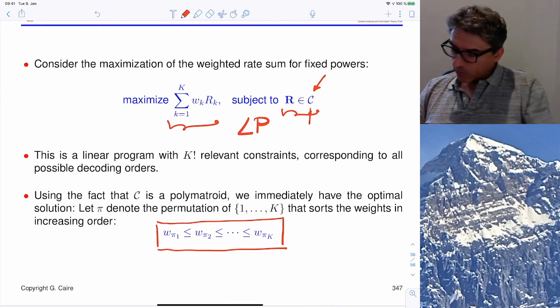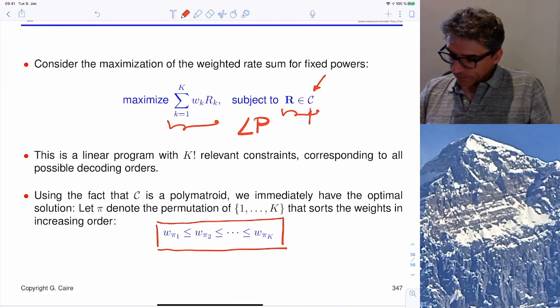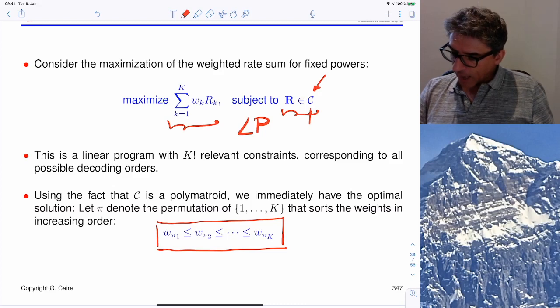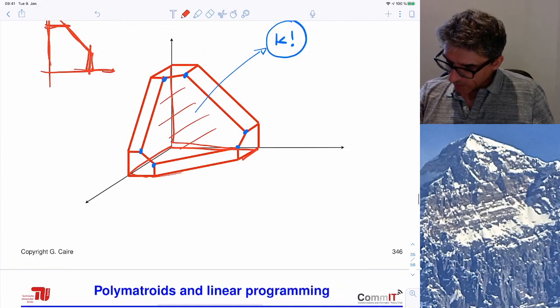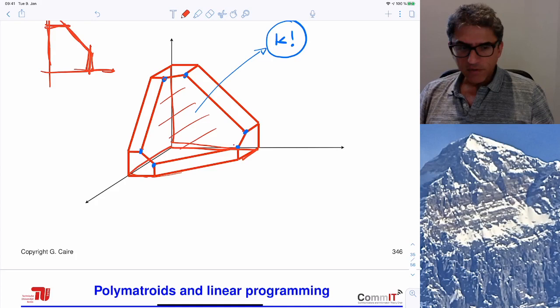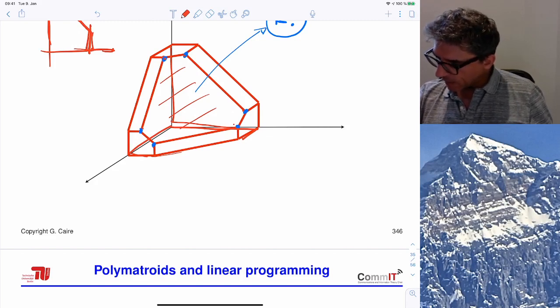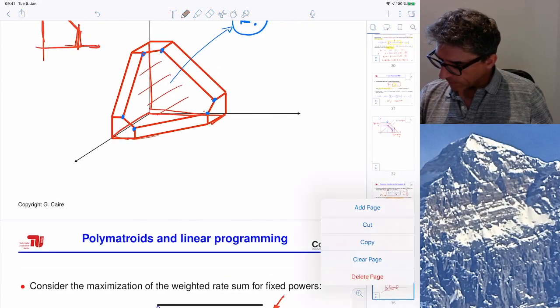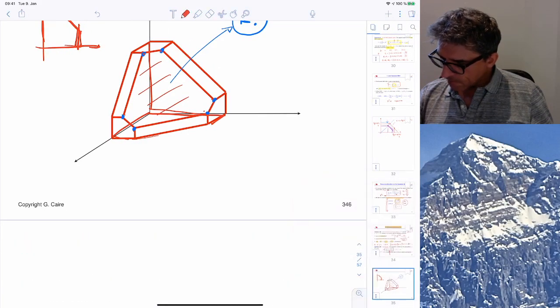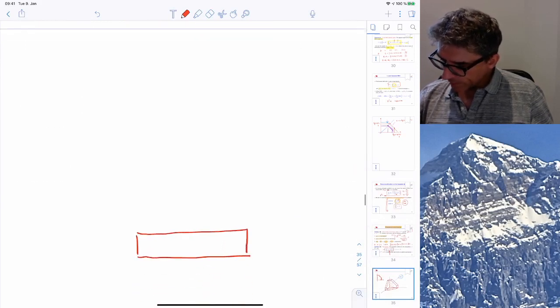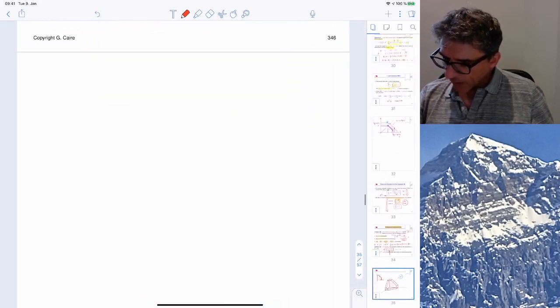So we have this permutation, and then this permutation identifies the vertex of the dominant phase, one of these points, that achieve the maximum of our linear function. So let me give you an example before, so let's do the two-dimensional example.